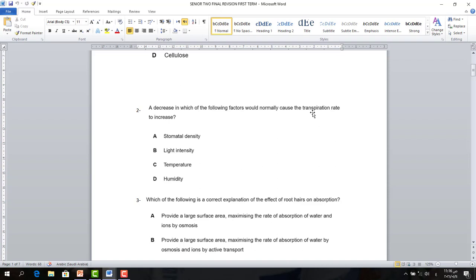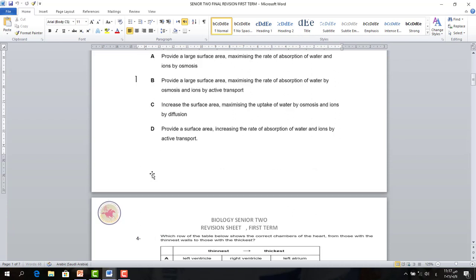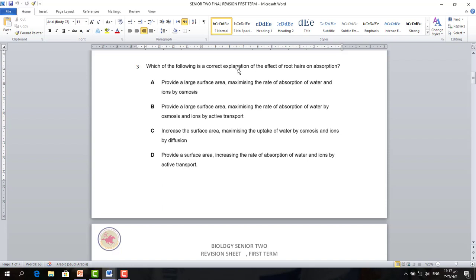Transpiration means getting the water outside, to get water vapor outside by diffusion, from high to low concentration. So the humidity, the amount of water vapor in the air, must be low to diffuse from the stomata to outside the plant. So D. Number 3. Which of the following is the correct explanation of the effect of root hair on absorption? Root hair provide a large surface area, maximizing the rate of absorption of water and ions by osmosis.